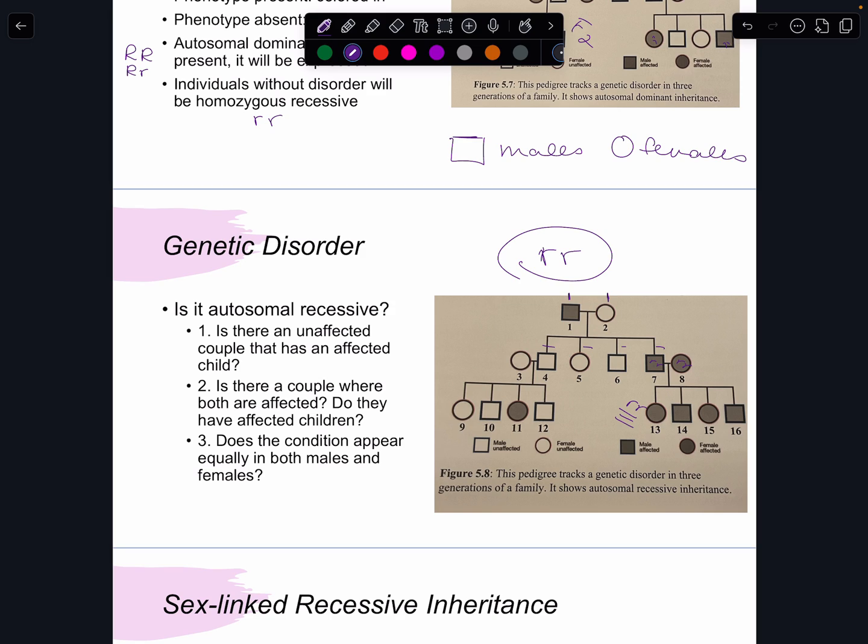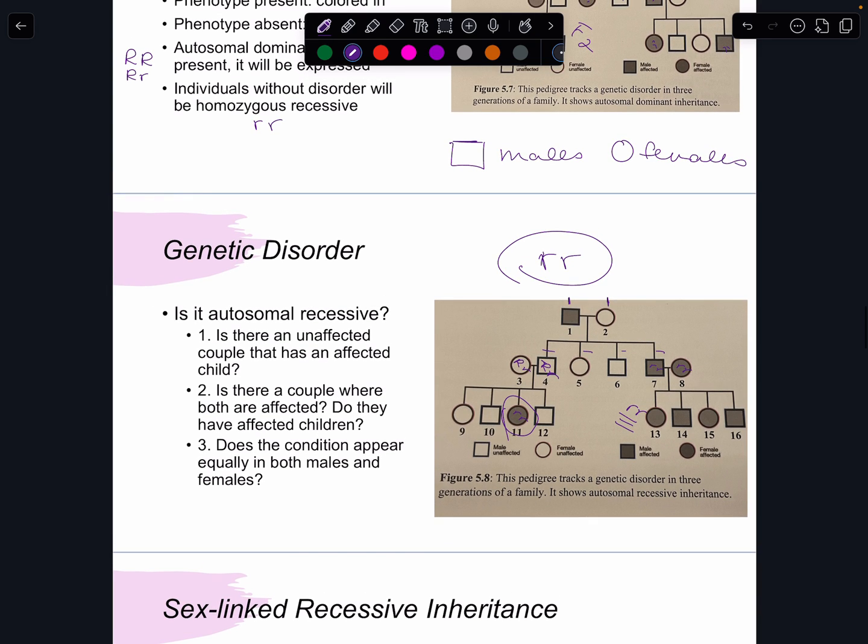Now, if we look over here, we have this male marries a female, and neither of them have it, but they must both carry it. So that must mean that they are heterozygous, capital R, lowercase r. Why? Because remember, if it's autosomal recessive, they must get 2 lowercase r's, and the only way that can happen is if they were heterozygous. And that's how this child ended up being affected. So that's autosomal recessive.